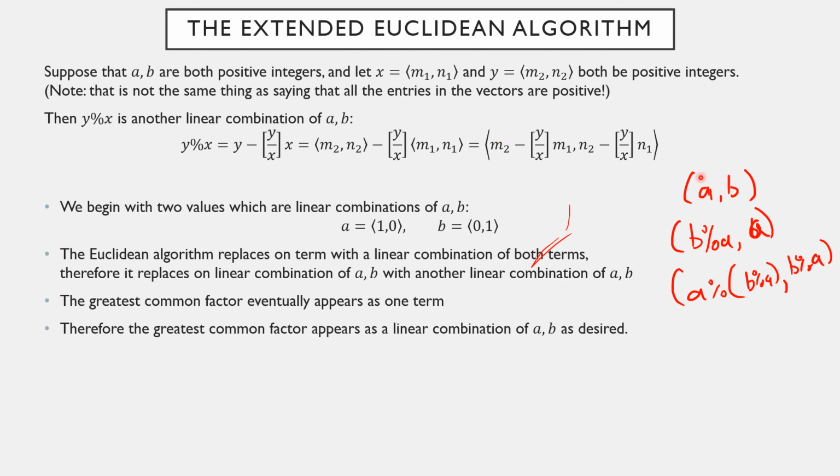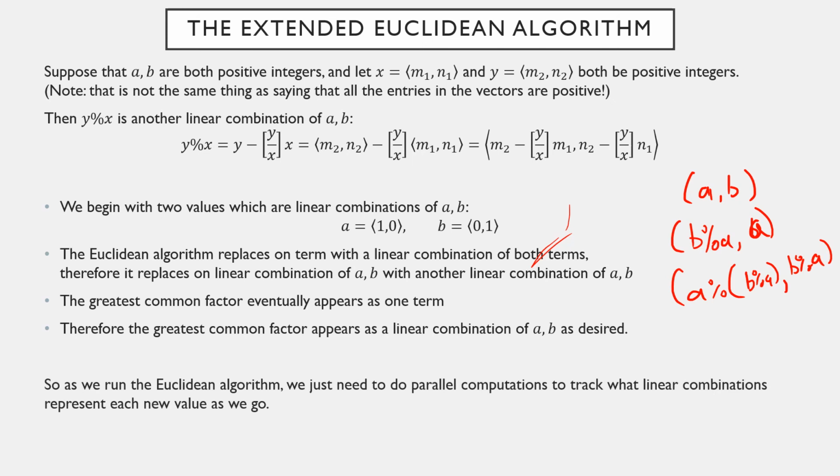Okay? We start with two things that have vectors. Remainders can be expressed as vectors. So if I keep applying the Euclidean algorithm and keep computing remainders, everything that it generates can be expressed as vectors representing linear combinations of a and b, and the greatest common factor eventually appears in the Euclidean algorithm, and therefore the greatest common factor can be expressed as a linear combination of a and b. This was essentially how Bézout's identity worked. But what we need to do now, as we run the Euclidean algorithm, we just do a parallel computation to keep track of what linear combinations are showing up.